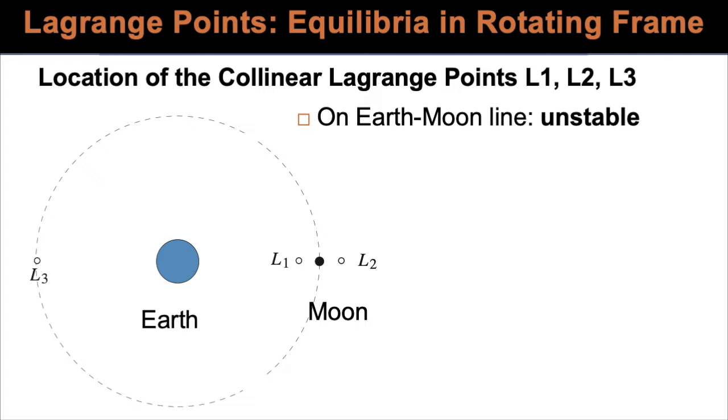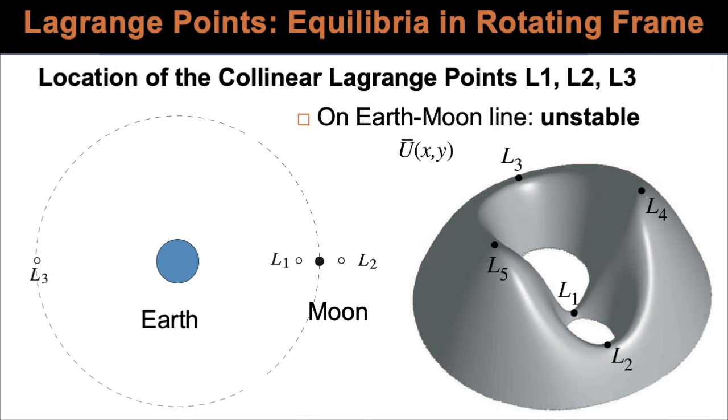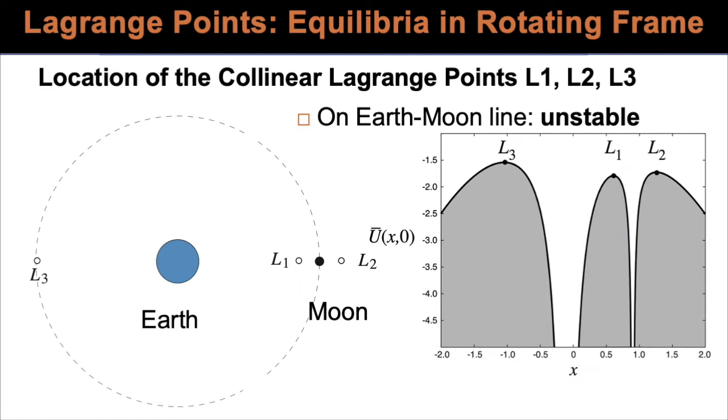So now let's talk about the other points, the ones that are unstable. They're called the collinear points because they're along the Earth-Moon line. They're unstable. Again, if I show this effective potential, if I were to take a slice through this effective potential energy surface, then you could see that L3, L1, and L2 are all actually at critical points, saddle points of the effective potential. In this slice, they just look like peaks. So you can calculate where L1, L2, and L3 are exactly.